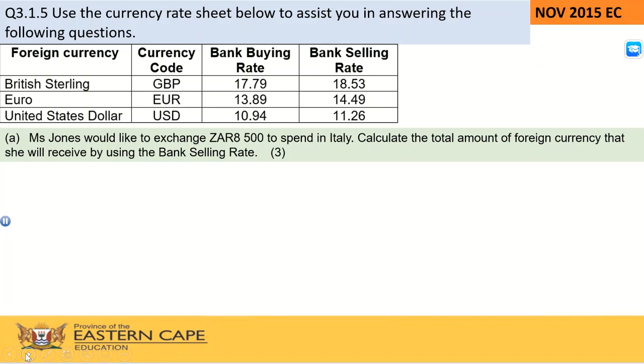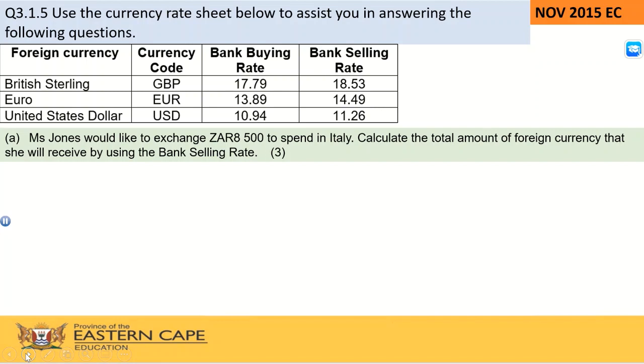So when we determine which 2 currencies we are going to use in the calculation, we obviously are using the South African Rand, and we must determine which currency is used by Italy. It is definitely not going to be the United States dollar. Italy does not fall into the United Kingdom, so it is the euro. Calculate the total amount of foreign currency that she will receive.